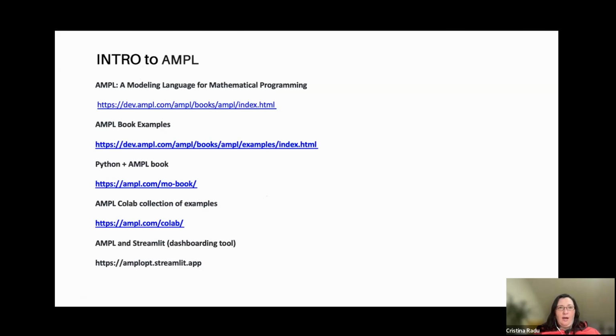Now Felipe is going to switch to the app to show you the syntax, but we also wanted to mention a few resources that could help you with building the AMPL models. First, the language. This is the first book. And then you have some examples. What I like about this example is that you have the model files and the data, so you can start modeling very quickly because you don't need to search for data files. And you also have the model, so you can check if what you wrote is correct. Then Python plus AMPL, a Colab collection of examples. And if you want to use AMPL combined with Streamlit, which is a dashboarding tool, here you have the link.